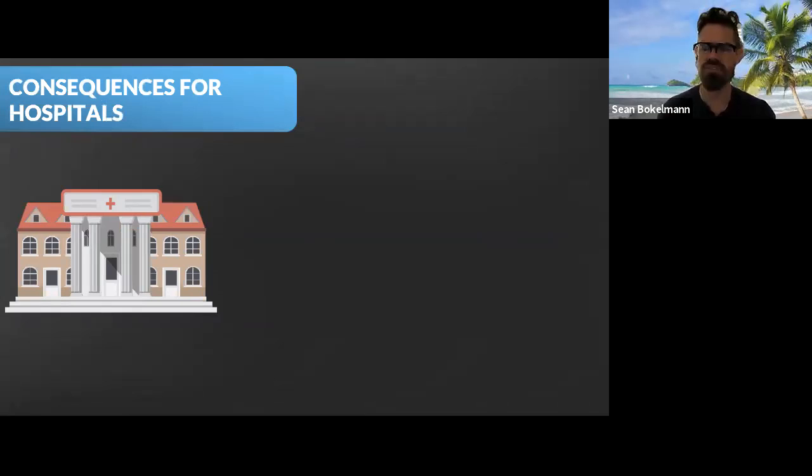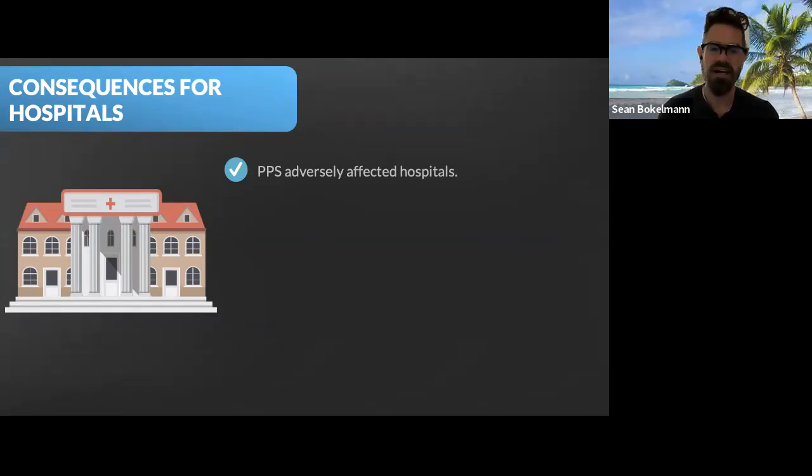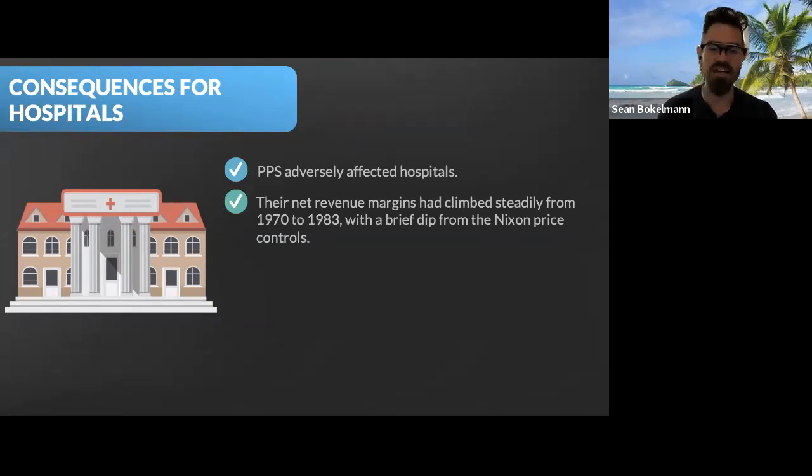So then the question becomes, well, what are the consequences of this for hospitals, right? And almost unambiguously, it negatively affected hospitals, right? To see why, all we have to do is look at their revenues and their margins. So their net revenue margins had been steadily climbing from 1970 to 1983, with a brief dip in that Nixon price control region in the early 70s. But their margins had been increasing, and so they were becoming more profitable.